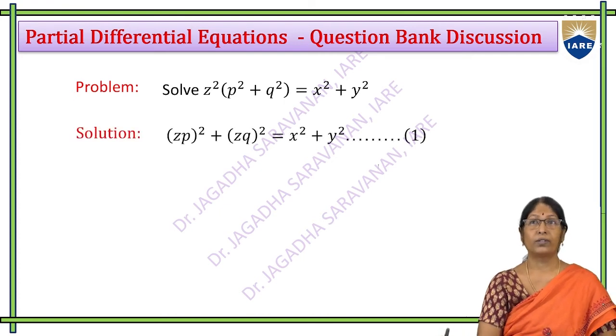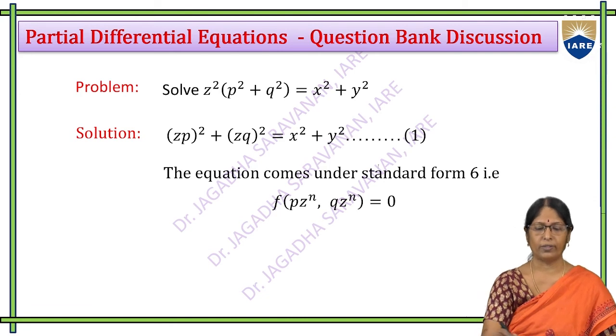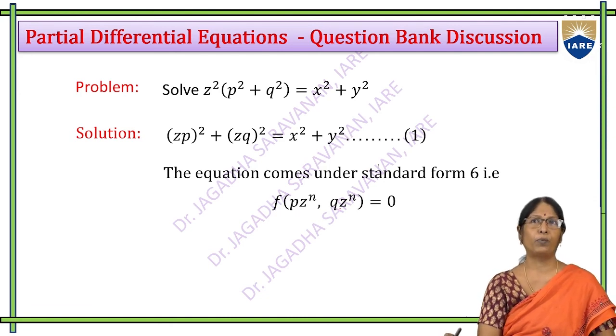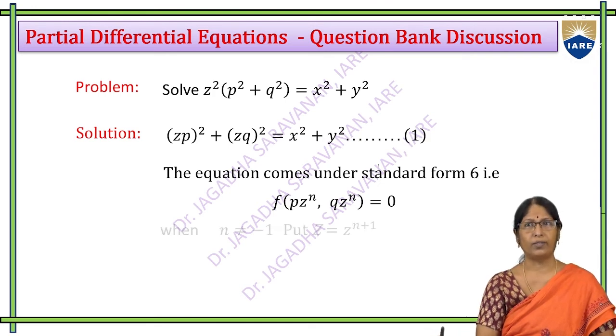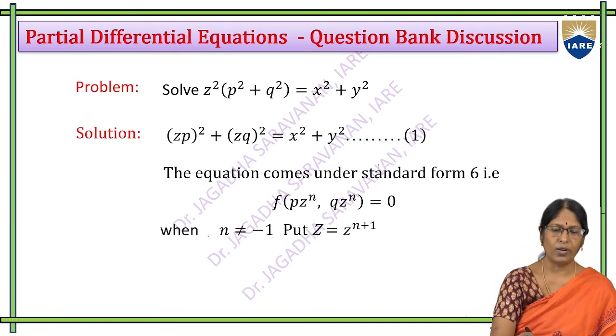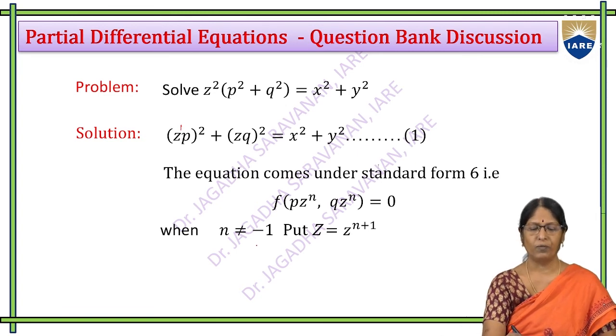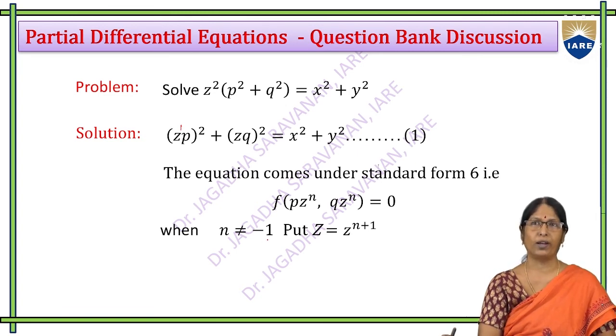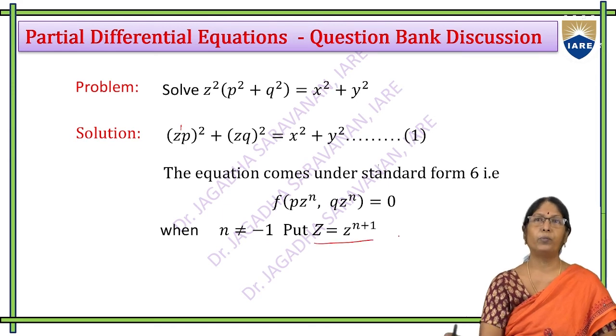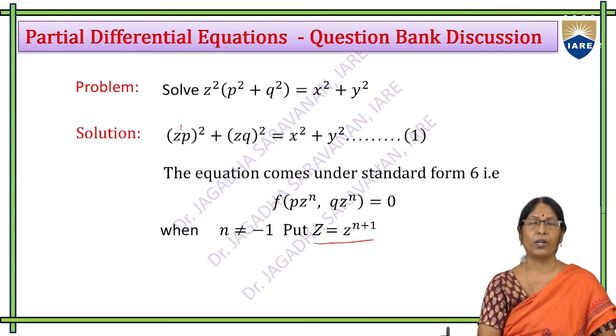So now standard form 6 is of the format where p has the power 1 and z has the power n. Here n is not equal to minus 1, that is one assumption. Now ours has z with the power 1, which is not equal to minus 1, so the condition holds. So we will take capital Z equal to z power n plus 1.